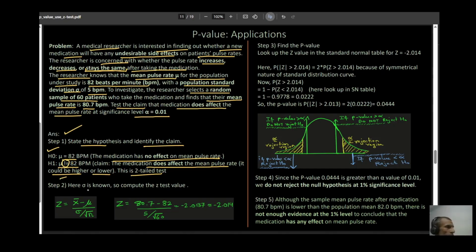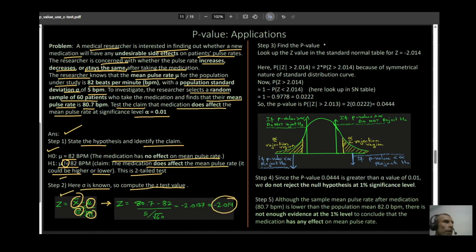Now step 2, I know my population standard deviation, so compute your z-test value. I'm using this equation right here. I know my sample mean, my population mean, my population standard deviation, and I also know my sample size. Substituting your values, your answer comes out to be minus 2.014.